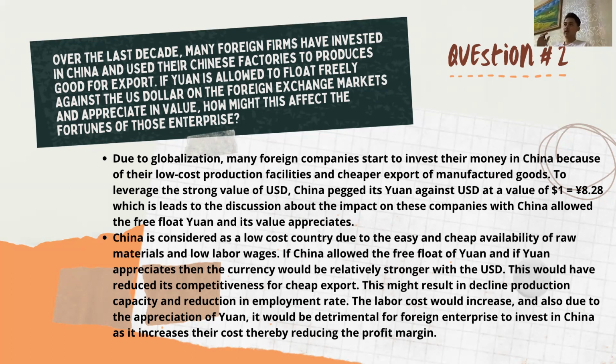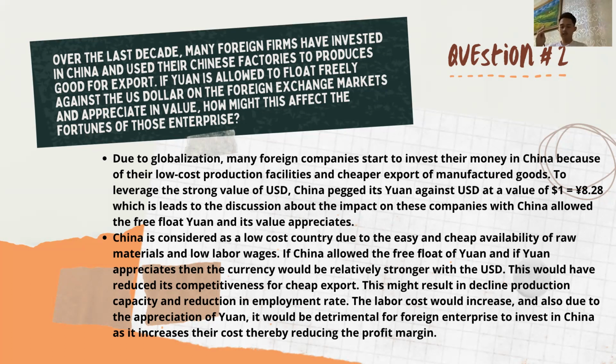So there are two answers for this question. The first one is because of globalization, many foreign companies started to invest their money in China because of their low cost production facilities and also cheaper export of manufactured goods. To leverage the strong value of the USD, China pegged its yuan against the USD at a value of $1 equal to 8.28 yuan, which leads to the discussion about the impact on these companies if China allowed the free float of the yuan and its value appreciated.